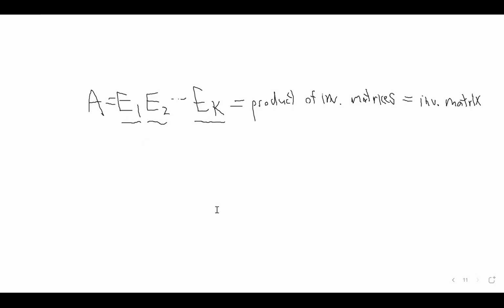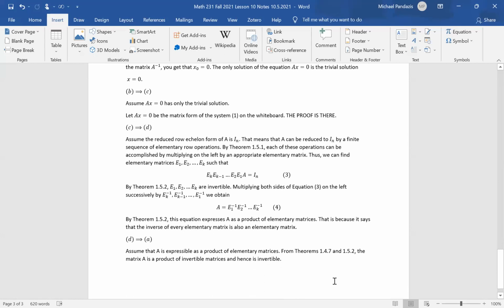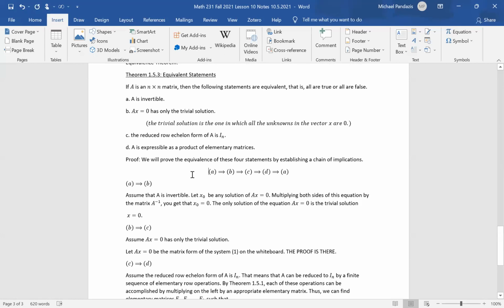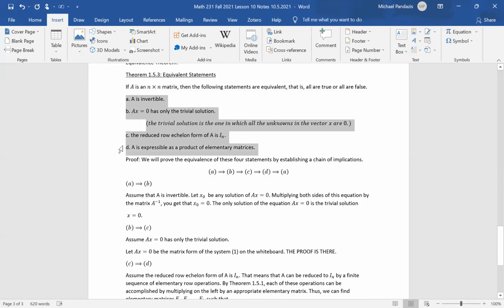Okay, and so D implies A is all proved. We've proved A implies B, B implies C, C implies D, and D implies A. And so since we achieved our goal of proving all those implications, we've now proven that all four statements are equivalent, meaning they're all true or all false. Okay, and so this is a very powerful theorem. Even though it does not say that any of these statements are true or false, if you know one of them is true, then you know all of them are true. If you know one of them is false for a matrix, you know all of them are false.